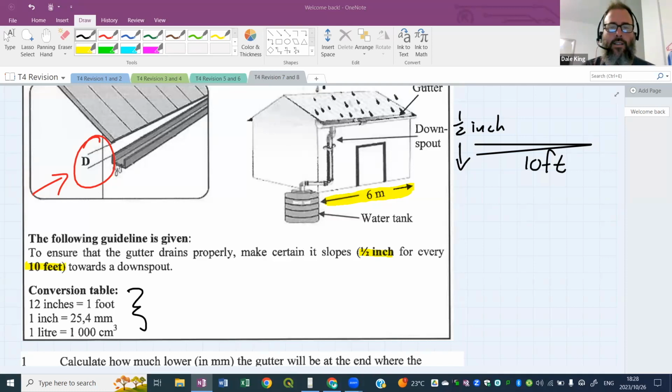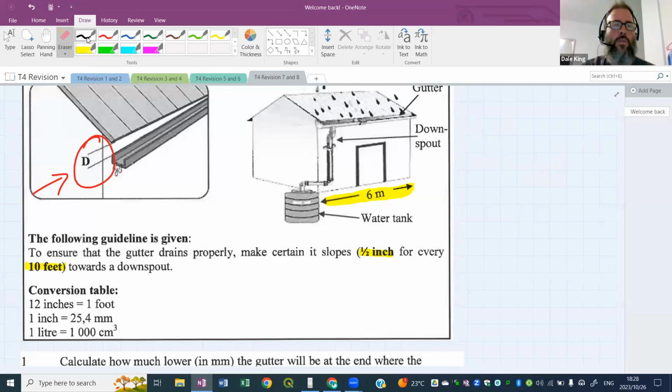Lee says, sir, convert the 6 meters to feet first. Yes, because this sentence which says 1/2 inch every 10 feet is working in feet, while we're working in meters in the house. So we've got to convert the house's 6 meters into feet first. I'm going to do it on the side so we can see. So we're going to take 6 meters. Do we have a meter to feet conversion? Look down here. Do we have a meter to feet conversion?